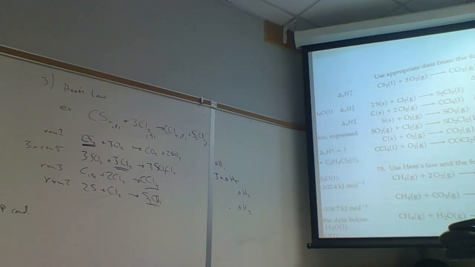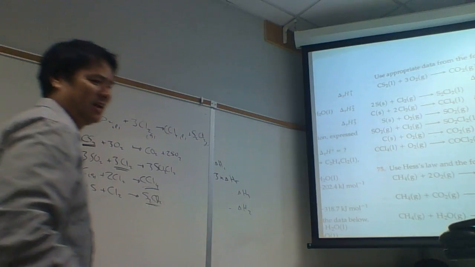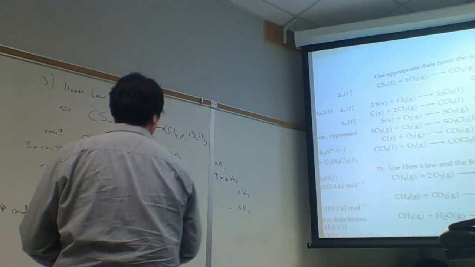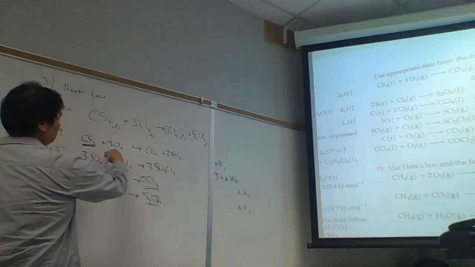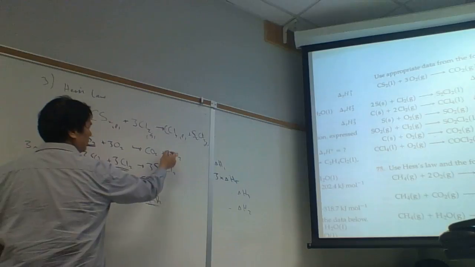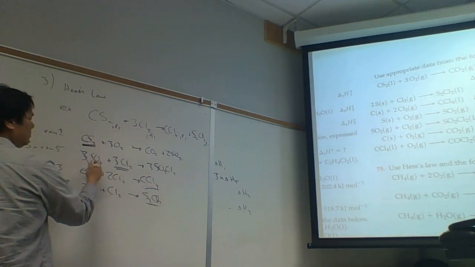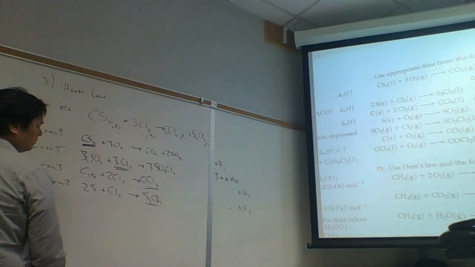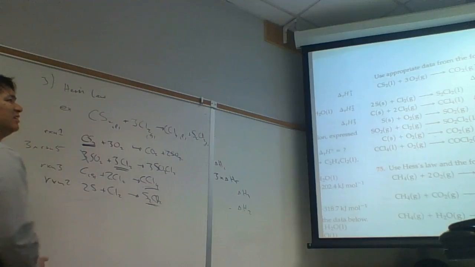When I add everything up, did everything else cancel out? Did anything cancel out? And let's take a look. Well, some stuff did cancel out. If I take a look at this, I have 2 SO2s here. I have 3 SO2s here. And so let's cancel those out. That leaves me with 1 SO2 here. Did anything else cancel out? No. Doesn't look like it.